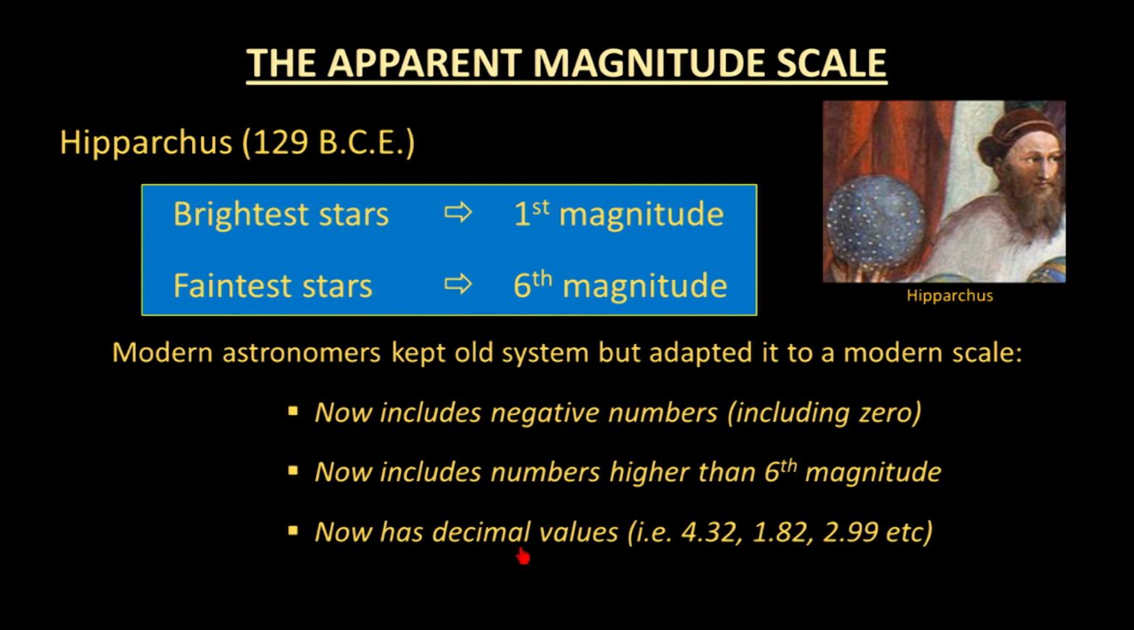The additional thing that was done is, because we have very accurate ways of determining brightness with electronic instruments now, we don't have to stick with integer values. So we now have decimals. An example is you can have a magnitude that's 4.32 or a magnitude that's 1.82 or 2.99. So we have decimal values as well.